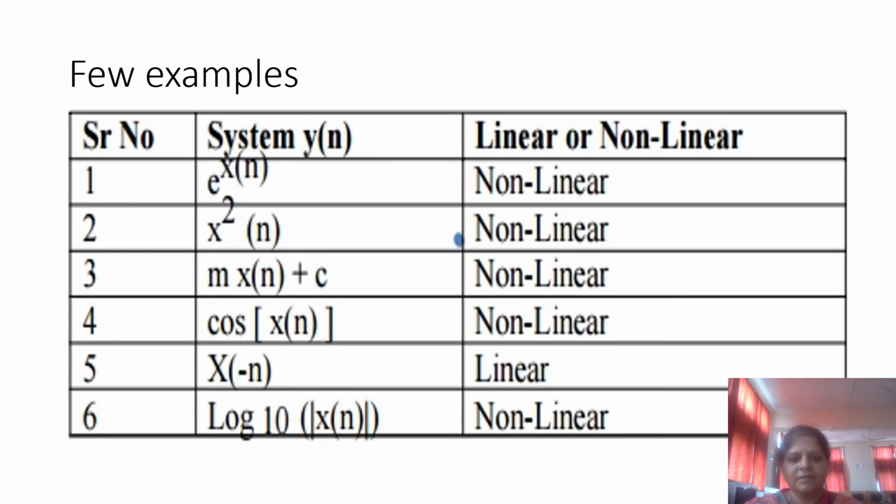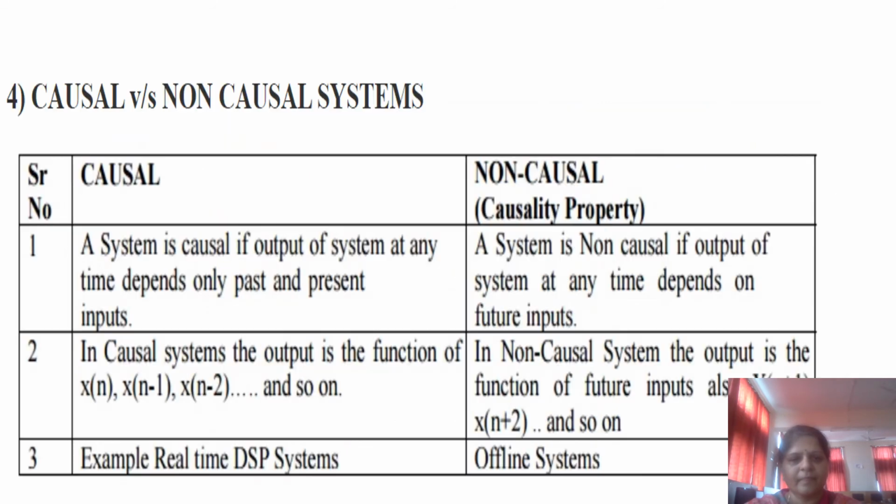Some of the examples, you can see that the exponential always gives you non-linear systems. Square also gives you non-linear systems. An addition of a constant also gives you a non-linear system. Cosine of a signal will give you non-linear. Even if you take an inverse of x[n], x[-n], you get a linear system. Any logarithmic is also a non-linear system.